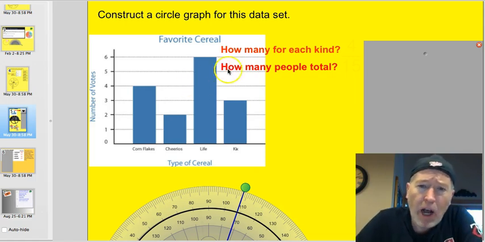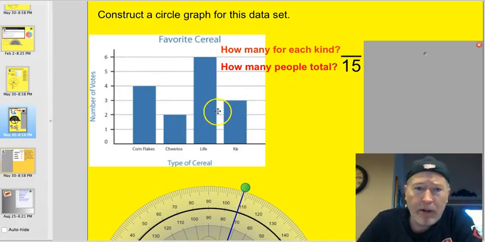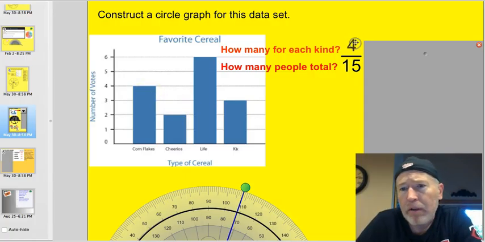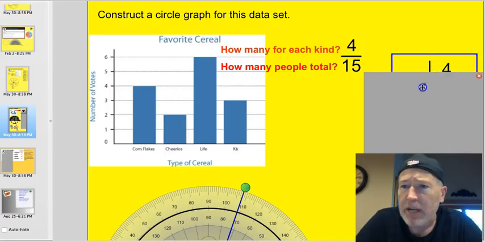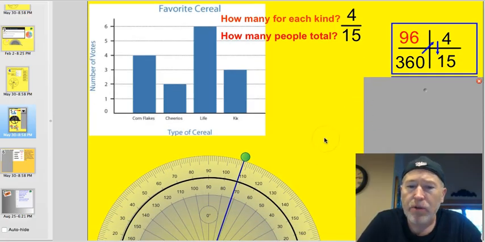We can figure out how many total people there were if we add up the total number of votes. We had 4 and 2. That gives me 6. Here's another 6 is 12, and here's 3. So there's really a total of 15 people who voted. And so that's going to become our denominator. And so for cornflakes, there was 4 people who voted for it. So 4 out of 15. So again, I'm just going to set up this ratio proportion box. 4 is out of 15 as what is out of 360 degrees. 2 equal fractions, right? 360 times 4 divided by 15 gives me 96 degrees.